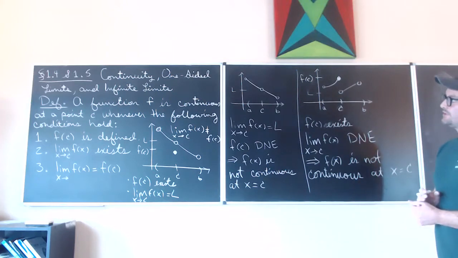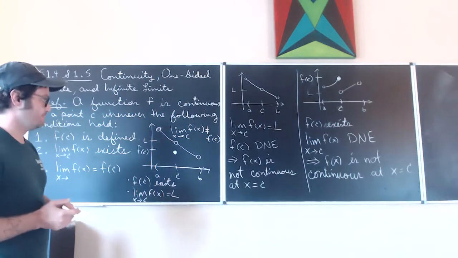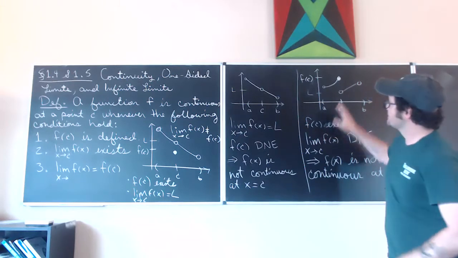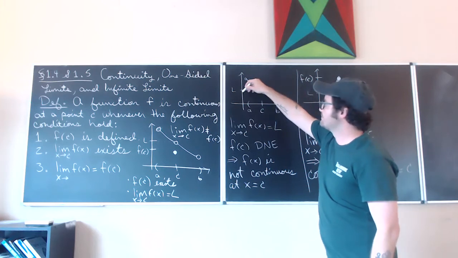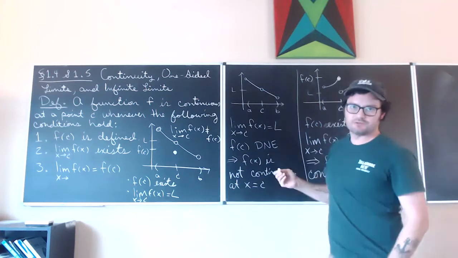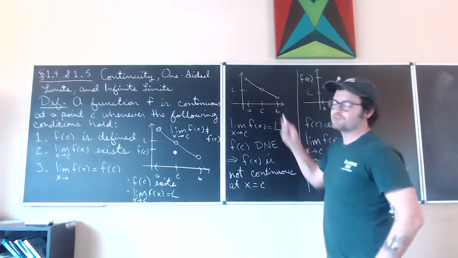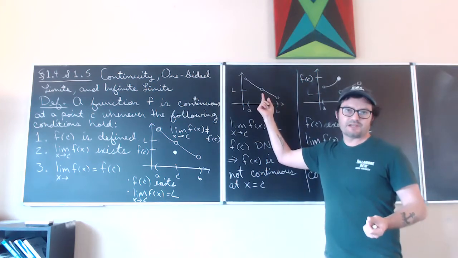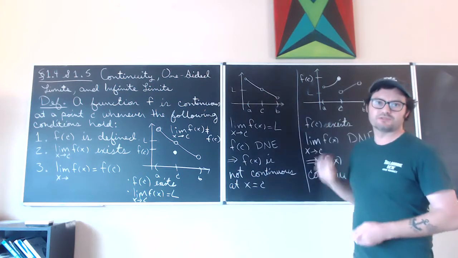So these are the three ways that a function will break down and not be continuous at a point. Notice that for some of these, like this one right here, if we filled in that point and said that the function exists right there, then this would be continuous at x equals C for this graph. So this is what's called a removable discontinuity. It's just one point where the function doesn't exist, and that's the reason why it's not continuous at that point C. So that's a removable discontinuity.